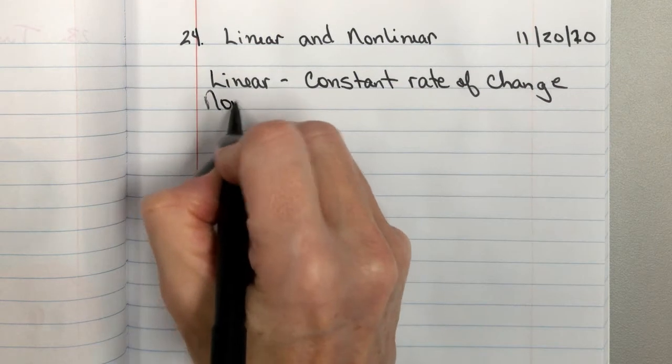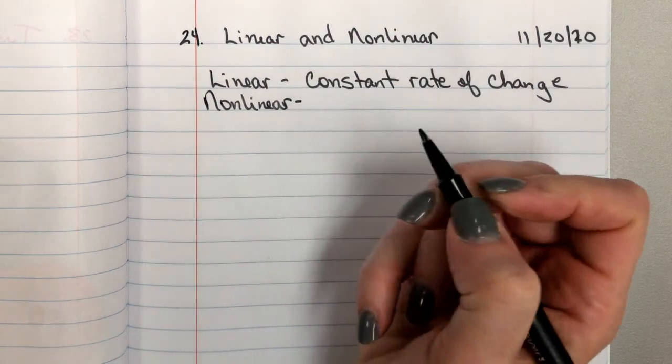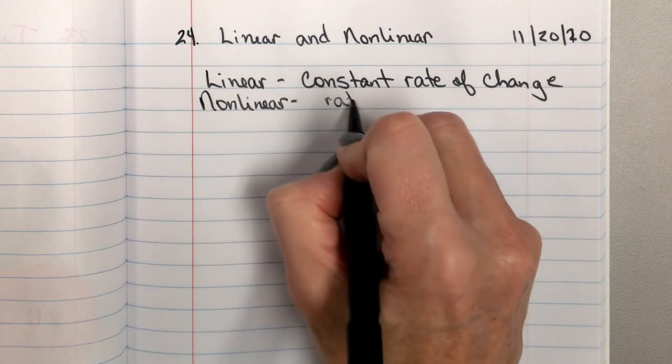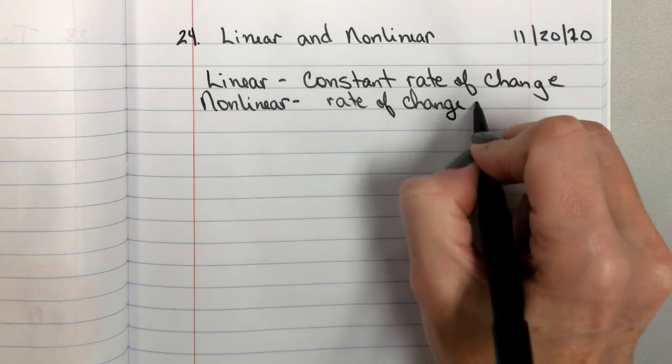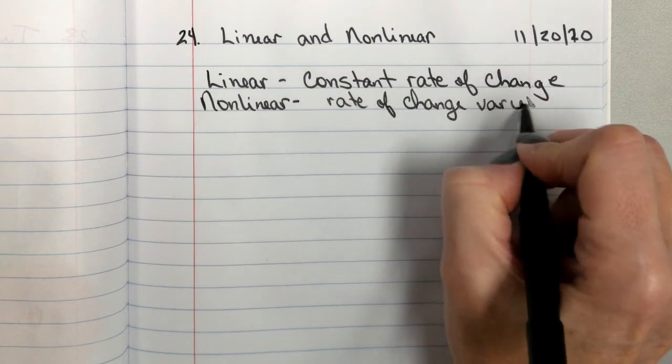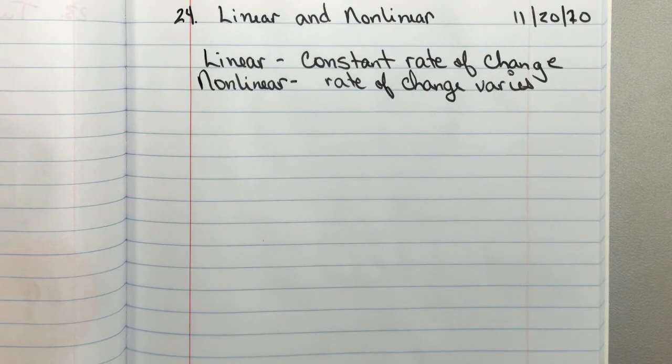All right, so what does that mean for nonlinear? Yeah, right. The rate of change varies.